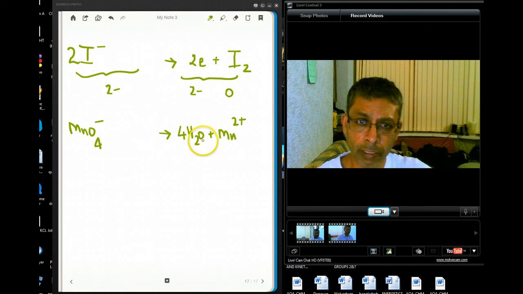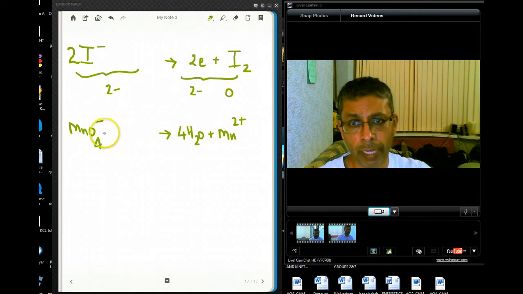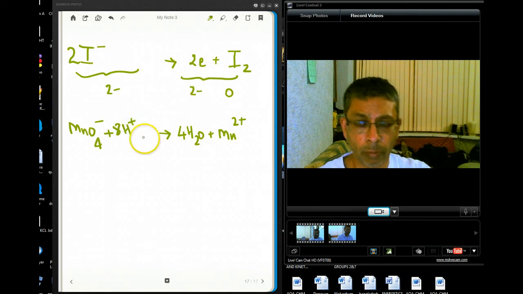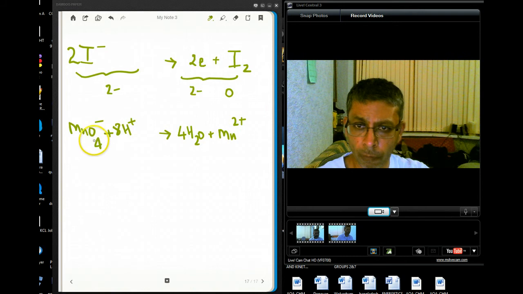That seems to balance that, but in so doing I've added 4 times 2, 8 H pluses on the right. So in order to balance that I have to have 8 H pluses on the left. There we are. So from my toolbox I've used water and I've used H plus. Okay, let's just check that all the elements are balanced. 1 manganese, 4 oxygen atoms, 4 oxygen atoms, yep. 4 2s are 8 H's on the right, 8 H's on the left, yeah, all the elements are balanced.